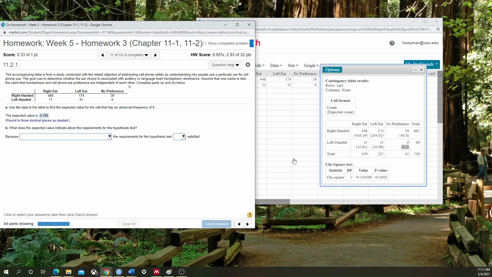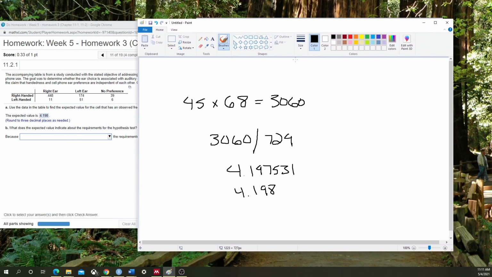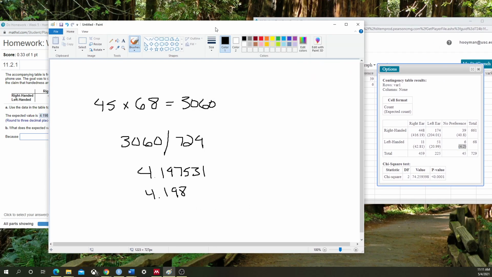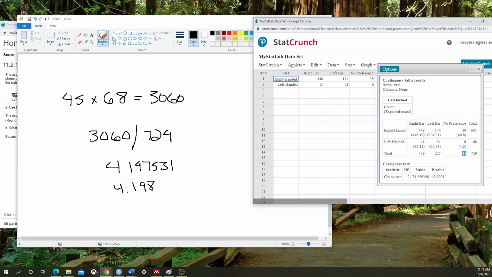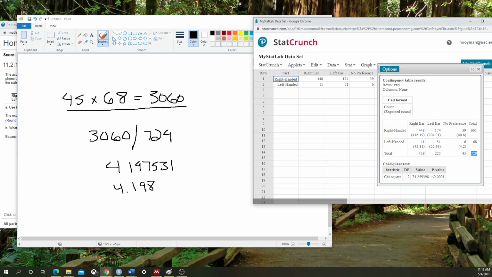Specifically for this cell, but you can extend it to any of these other cells. This is why it's good to do this first, because what you need is the totals of the column and the row that you're interested in. So I look at the total of the column here and the total of the left-handed here, which isn't listed, so you'd have to add it up if you didn't do this step yourself. I'm going to multiply them. That's my first step. I get 3060. And then I'm going to divide it by the total.